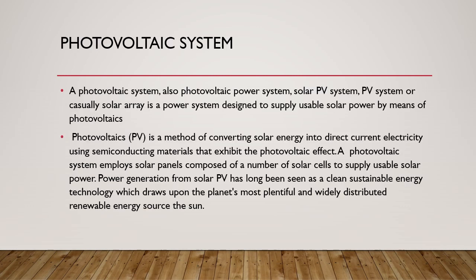Now let us go through the photovoltaic system concept. A photovoltaic system, also known as a photovoltaic power system, solar PV system or casually solar array, is a power system designed to supply usable solar power by means of photovoltaics. Photovoltaics is a method of converting solar energy into direct current electricity using semiconducting materials that exhibit the photovoltaic effect. A photovoltaic system employs solar panels composed of a number of solar cells to supply usable solar power.